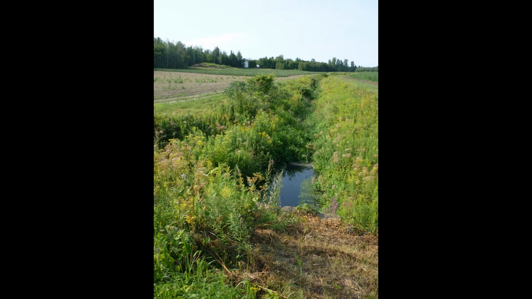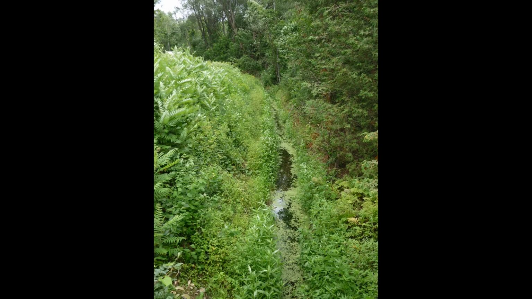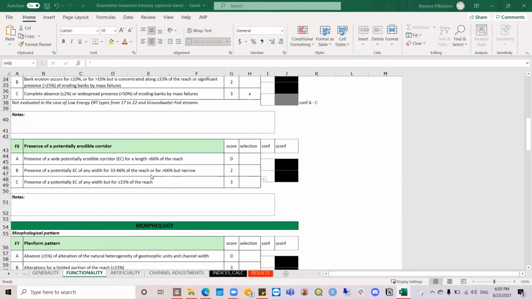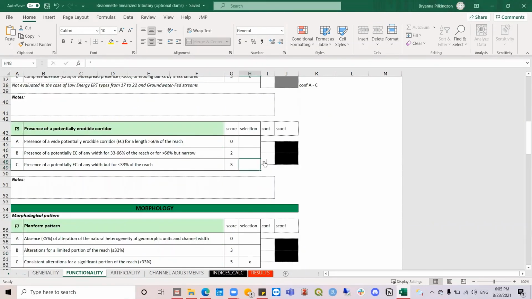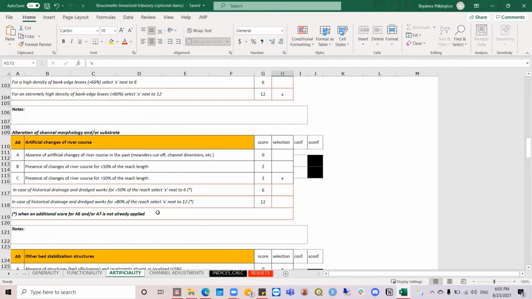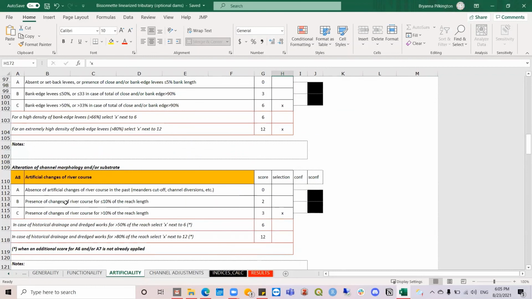Thus, an agricultural stream that is straightened and incised to the extent that you see on the screen would score poorly for the functional metric called presence of a potentially erodible corridor, which assesses the stream's ability to erode laterally or side to side, which is in fact inhibited by this deep vertical incision, and it would also score poorly for the artificiality metric, artificial changes to the river course, which looks at historical changes, so if it has in fact been straightened, and scores based on the prominence of these changes.